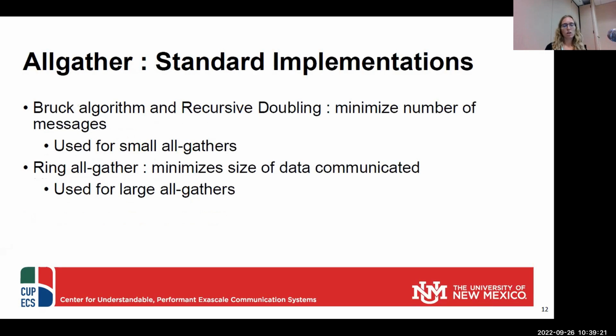And then there are a lot of topology-aware collectives, so using the network to actually optimize. So this talk's focused on the Allgather. A few of the standard implementations for the Allgather are the Bruck algorithm or recursive doubling, which are typically used for small Allgathers because these minimize the number of messages that are sent. And then the ring Allgather is used for larger Allgathers because that minimizes the size of data that's communicated. So we're going to focus on the Bruck algorithm for this talk. And so we're looking at small Allgathers.